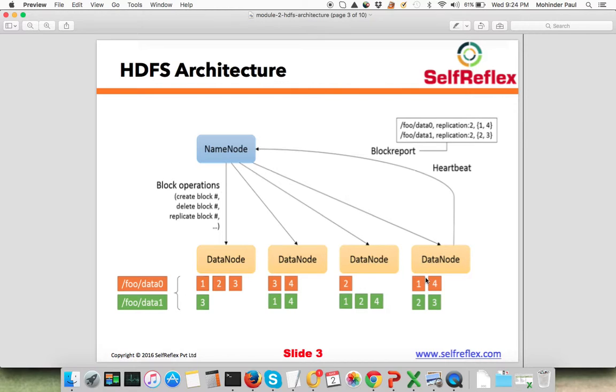So in this example, if your last data node, data node 4, is dead, your name node will see that this data node contains block number 1 and 4 for the first file, and blocks 1 and 4 are present on these two data nodes. The name node will try to replicate these blocks to other alive data nodes. Make sense, guys?